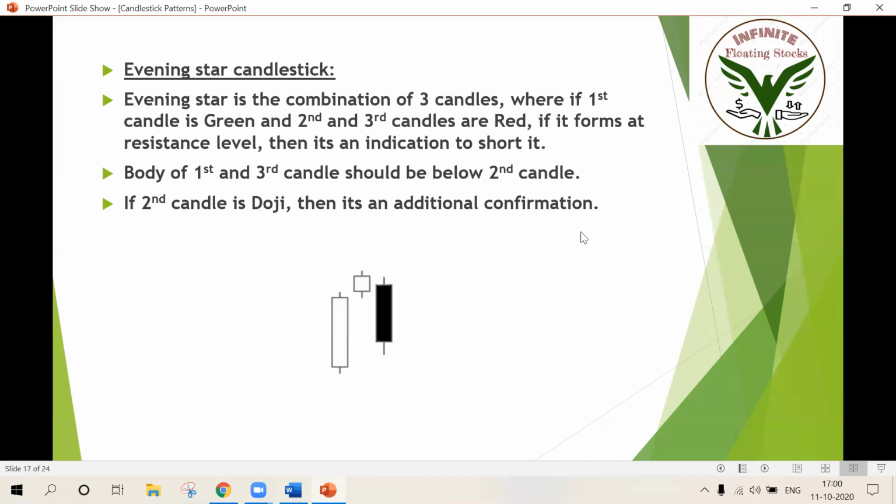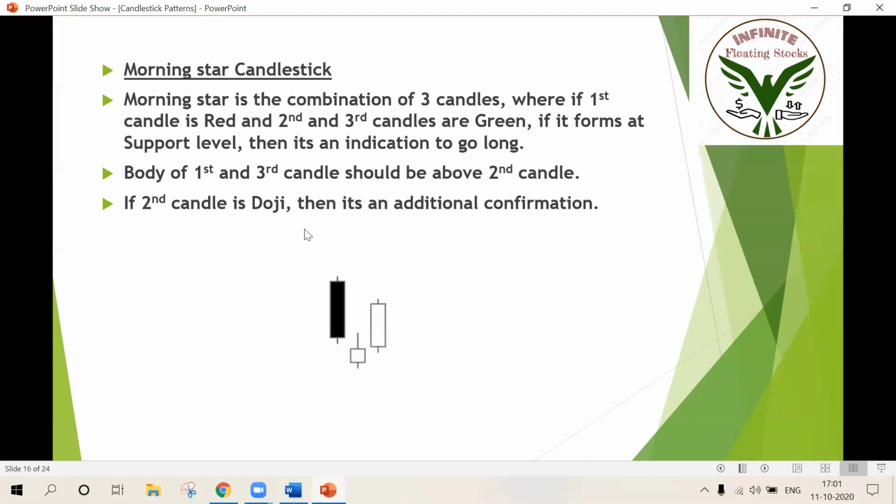Okay, evening star. Evening star is a combination of three candles. It's similar to morning star, but in evening star, the first candle is green and the second and third candles are red. If it forms at a resistance level, it's an indication to go short. The bodies of the first and third candles should be above the second candle, and if the second candle is a doji, that's an additional confirmation.